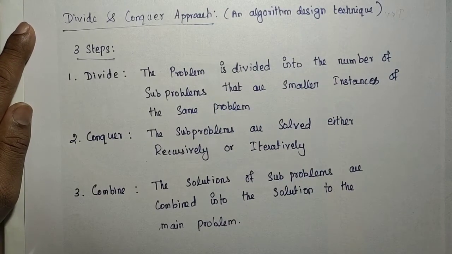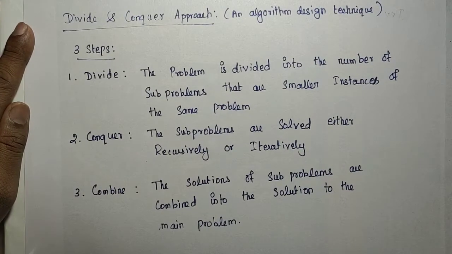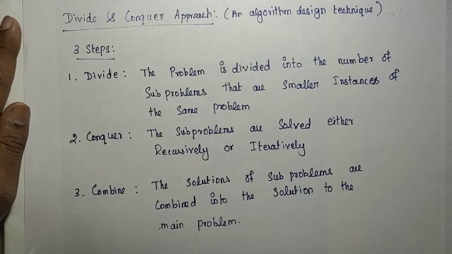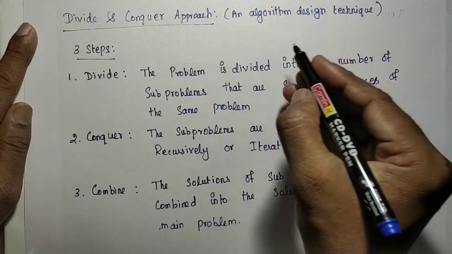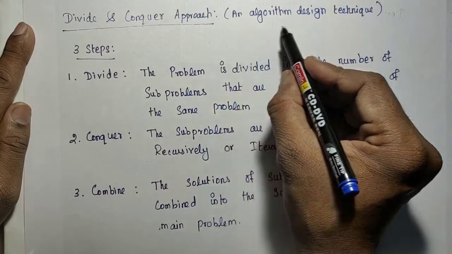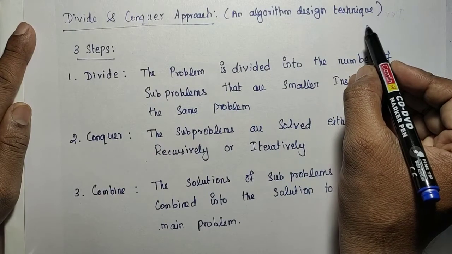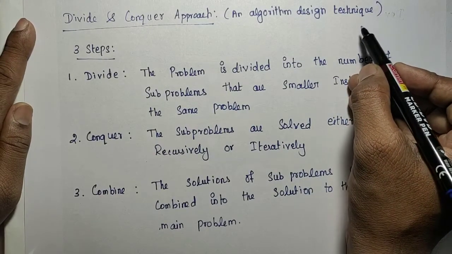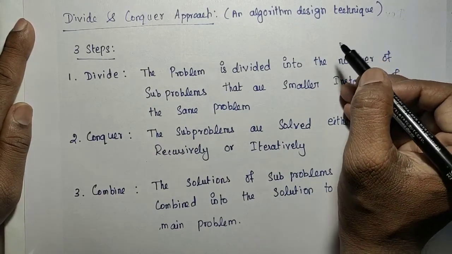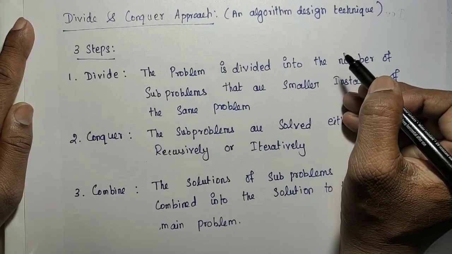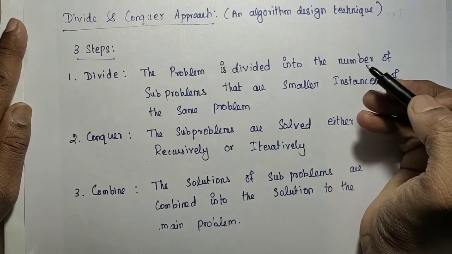In this session, we are going to discuss the divide and conquer approach for solving the maximum subarray problem. Before entering into the problem, we need to know what a divide and conquer approach is. It is one of the main algorithm design techniques. If you use this approach for some problems, it is possible to reduce the execution time.